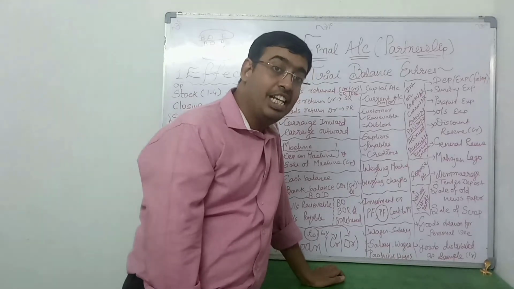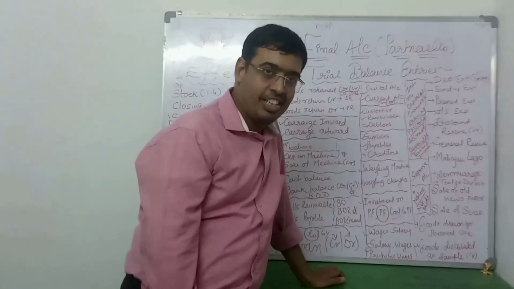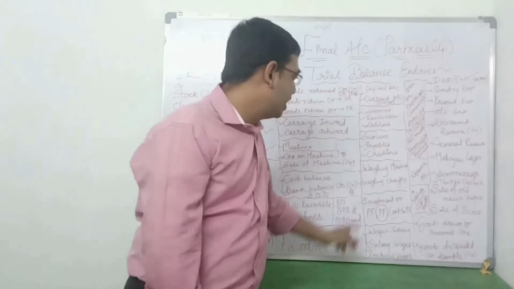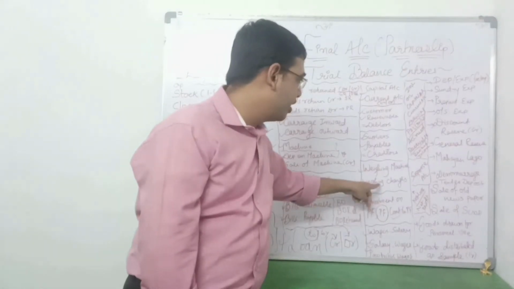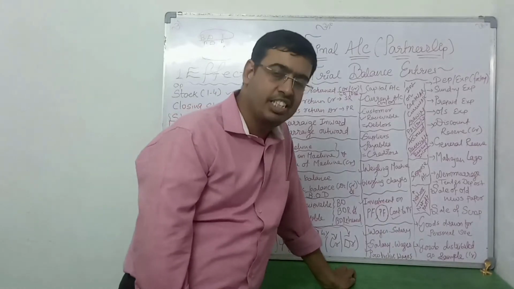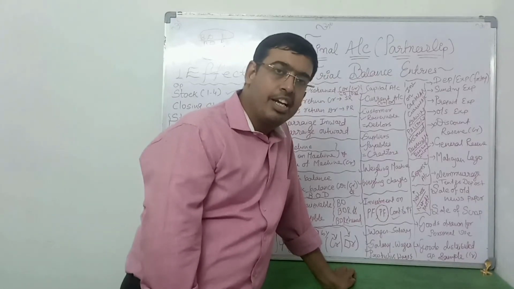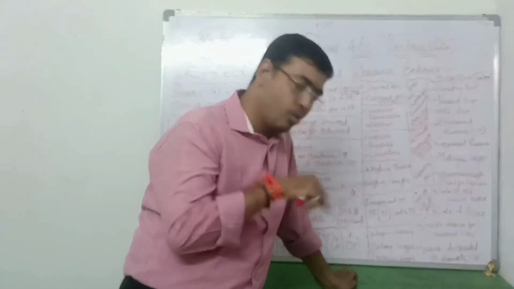Now, weighing machine and weighing charges. Weighing machine is your dead stock. It is your asset. That's why it would be written on the asset side of the balance sheet, and weighing charges are your charges which are levied at the time of loading the goods.